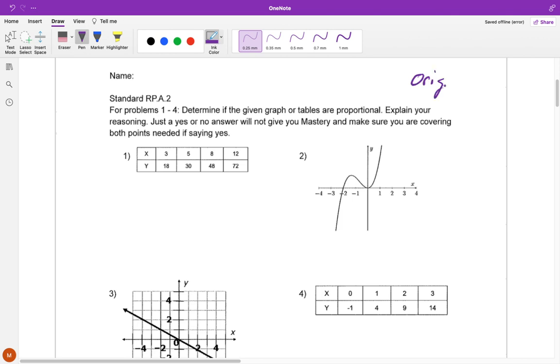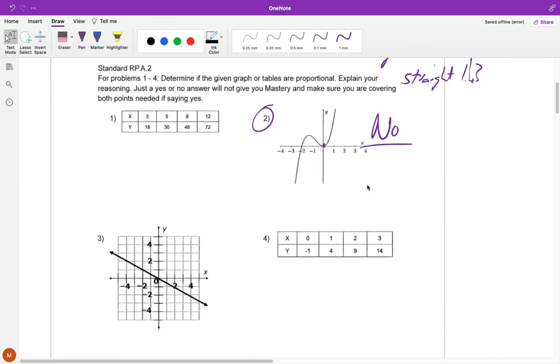One, does it pass through the origin? And two, is it a straight line? Well, here I see it's not a straight line, so it doesn't satisfy that. So I know, no, it's not proportional because it doesn't form a straight line. Even though it goes to the origin, it's not a straight line, so we know it's not proportional. Here, it is a straight line, and it goes to the origin. So this one's yes. And all you would have to say is that it forms a straight line, and it goes to the origin.